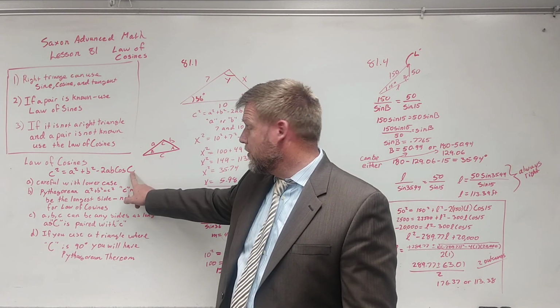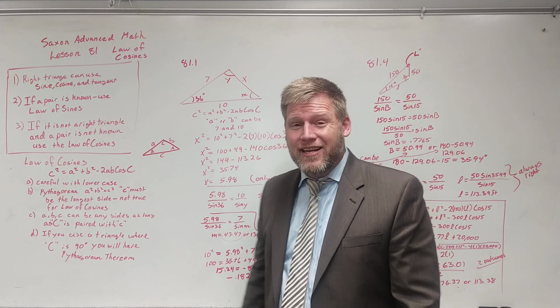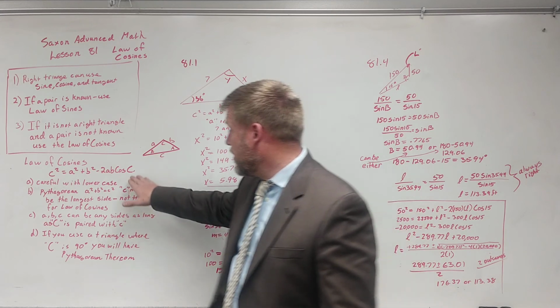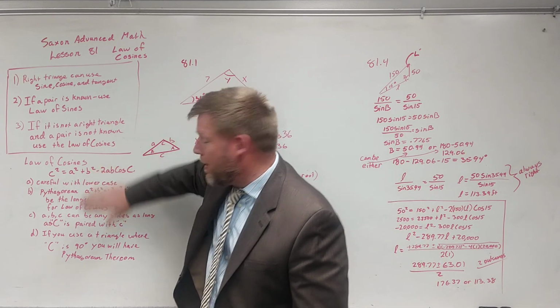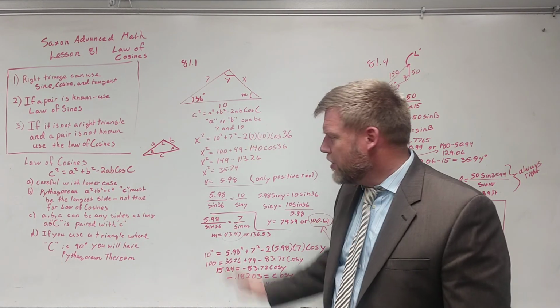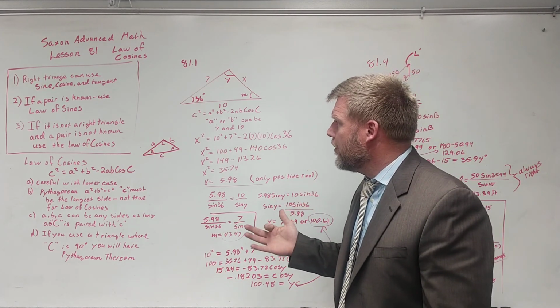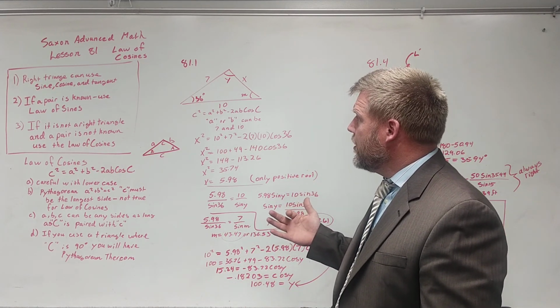Then this is going to be 90. Cosine of 90, quickly, we know that. That's 0. So you end up with the Pythagorean theorem. There it is, hidden in there. So we already know how to work with this a little bit, but let's jump right in on 81.1.